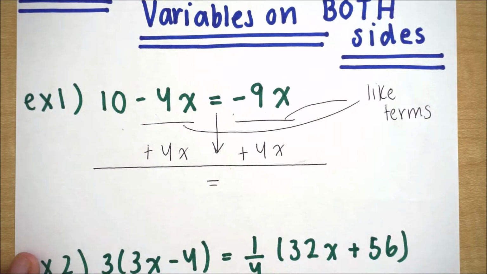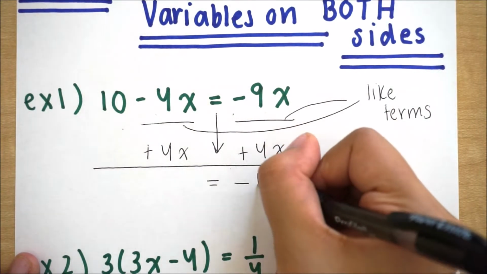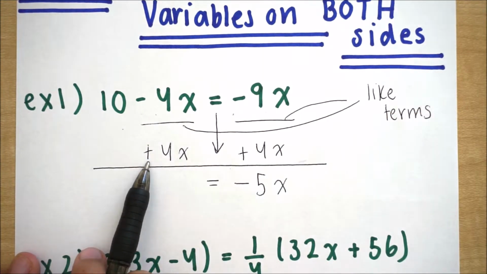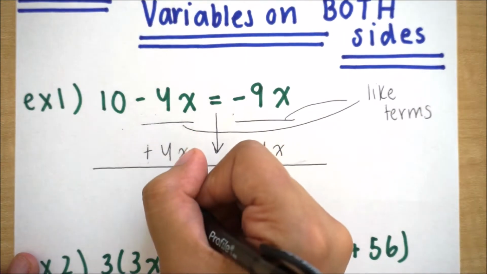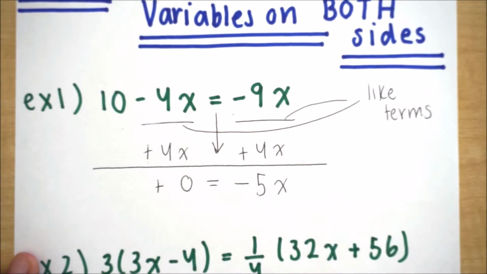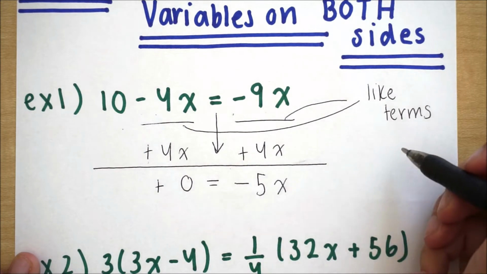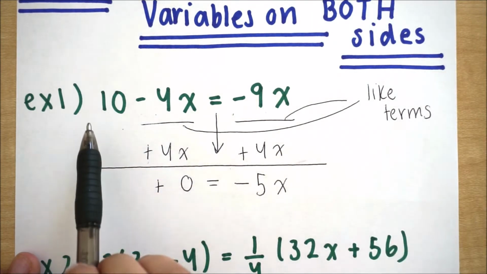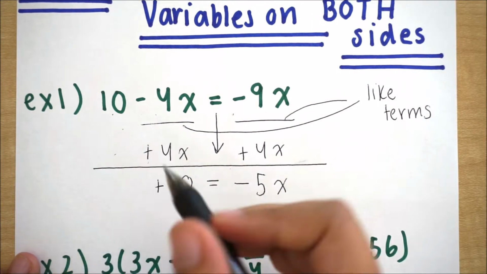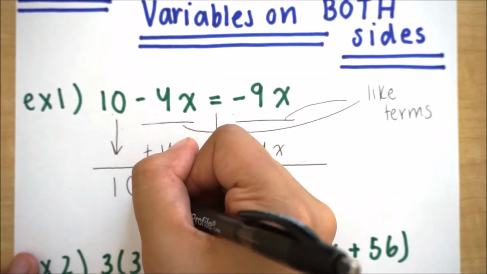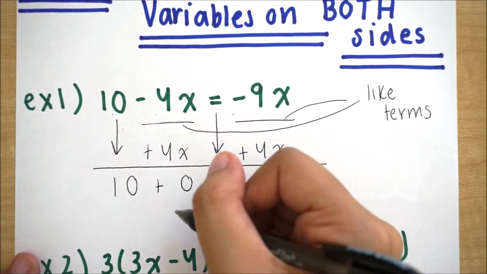By adding 4x on both sides, I get rid of it on the left side. Negative 9x plus 4x is negative 5x. Negative 4x plus 4x is 0, so we got rid of it on the left side. And then we can just go ahead and bring the 10 down. Now we have a new equation: 10 is equal to negative 5x.